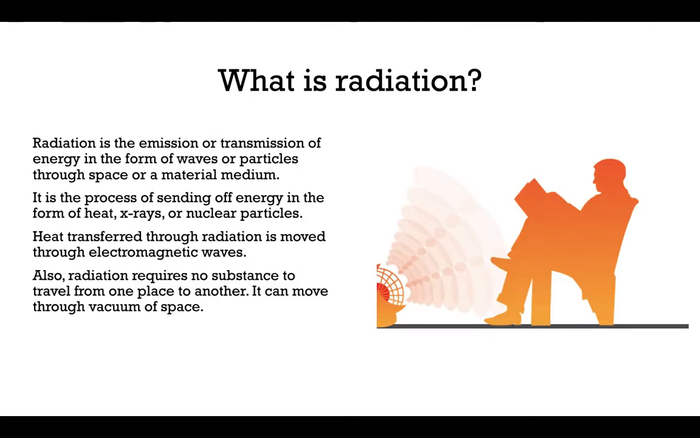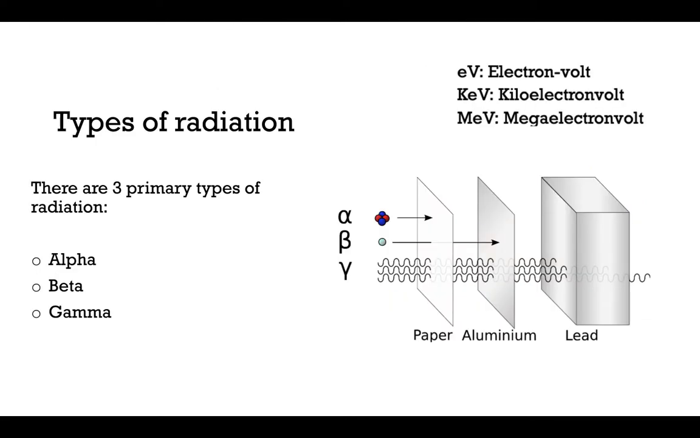First of all, I'm going to be introducing radiation. What is it? Radiation is the emission, transmission, or production of energy in the form of waves or particles. We have two forms of radiation, waves or particles, through space or a material medium. It is the process of sending off energy in the form of heat, X-rays, or nuclear particles. The heat, or thermal energy, transferred through radiation is moved through electromagnetic waves. Also, radiation requires no substance to travel from one place to another. It can move through a vacuum of space.